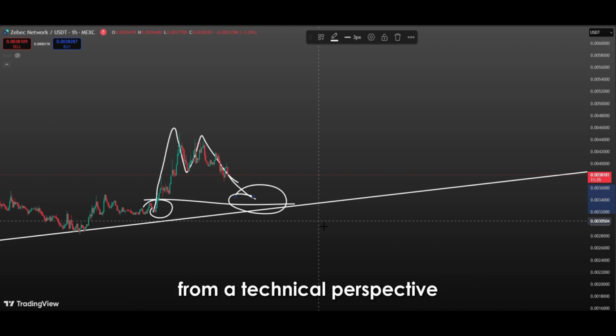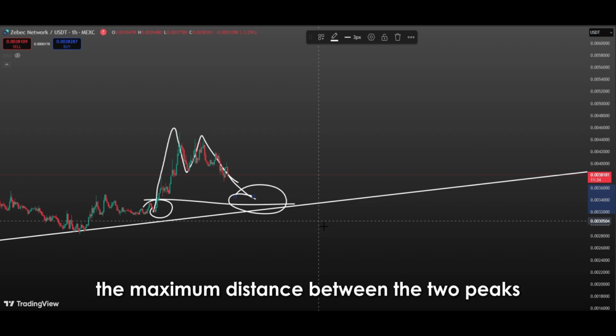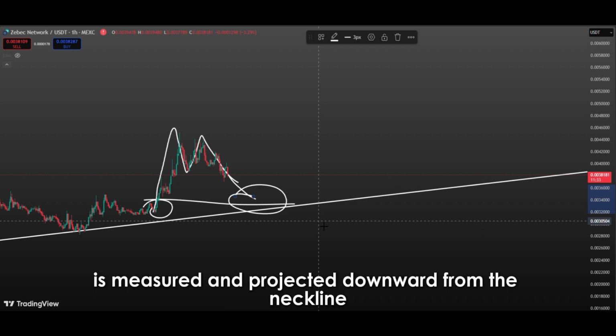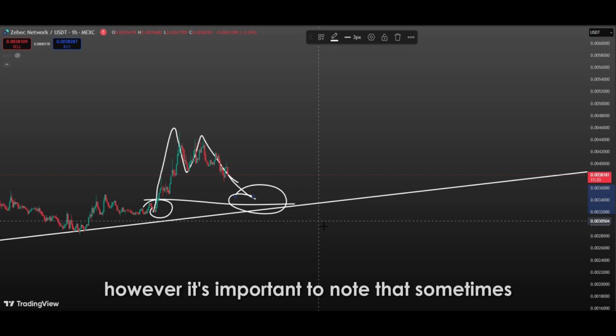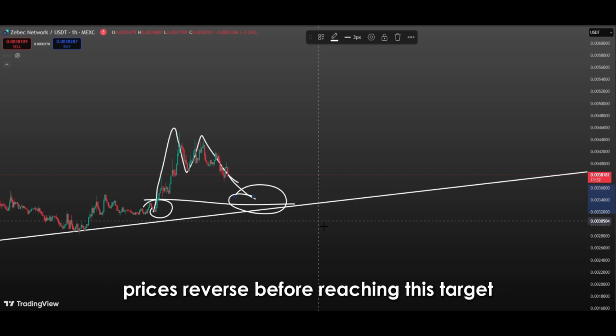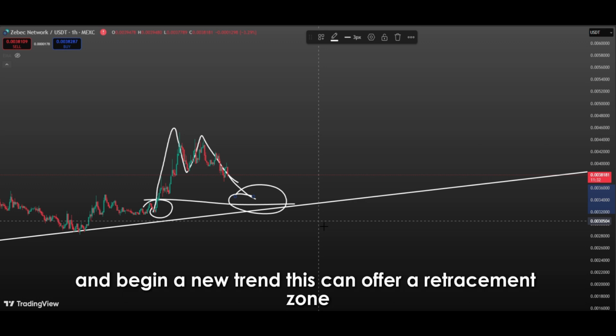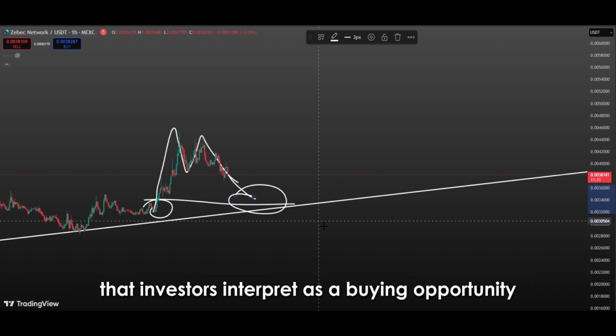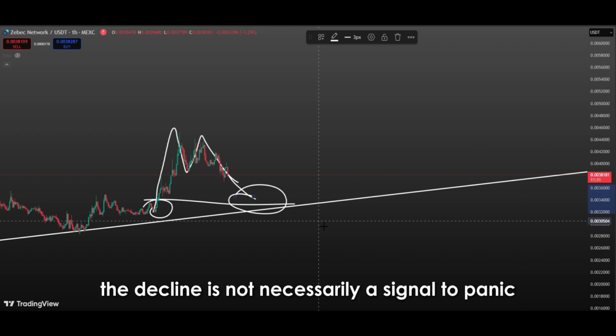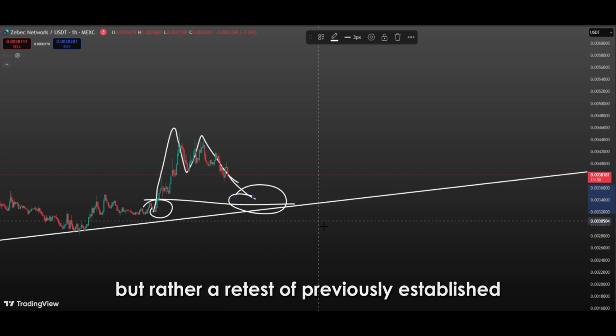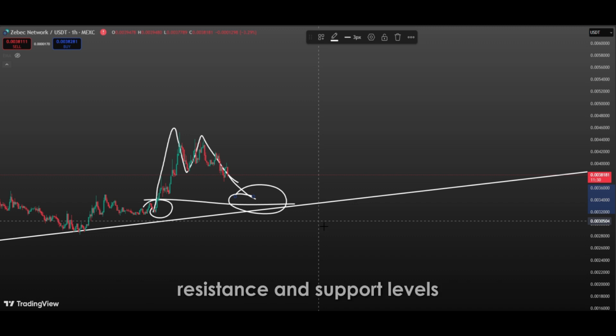From a technical perspective, the target of this formation is generally equal to its height. That is, the maximum distance between the two peaks is measured and projected downward from the neckline. However, it's important to note that sometimes prices reverse before reaching this target and begin a new trend. This can offer a retracement zone that investors interpret as a buying opportunity. Because the decline is not necessarily a signal to panic, but rather a retest of previously established resistance and support levels.